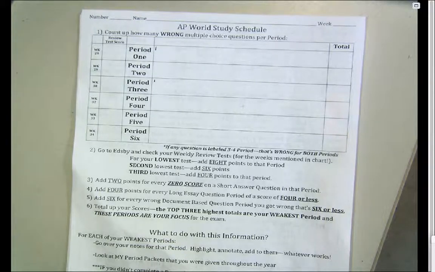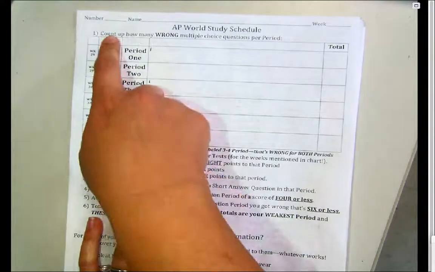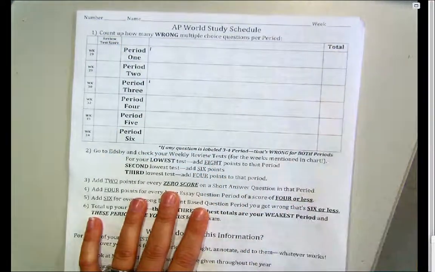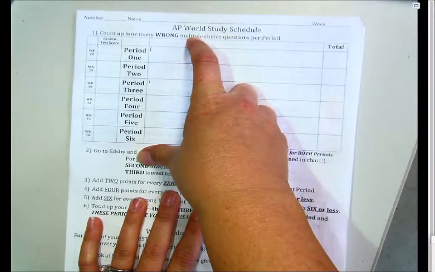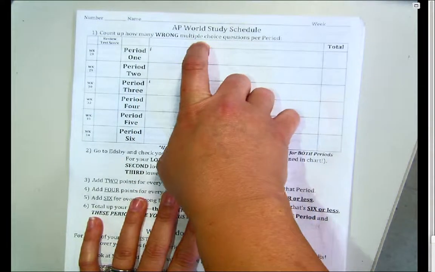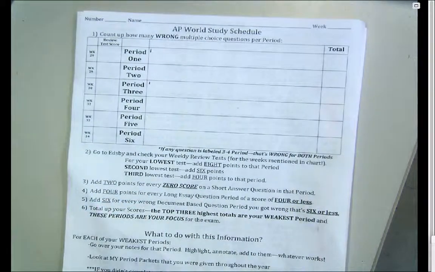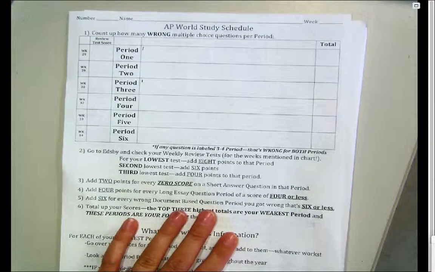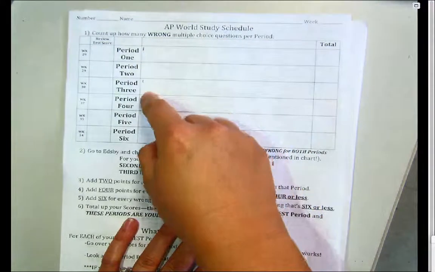I want you listening. So you are going to, if you haven't noticed, it has period 1 through 6. You also have test scores over here in total. So what you're going to do is look at your multiple choice for both Mach 1 and Mach 2. You are going to count up how many multiple choice questions you got wrong in each period. In every single one of your mocks, we broke up each question by period, correct? Now you're simply going to look at your notes that you took on Mach 1 and Mach 2, and you're just going to make a tally in the boxes that correlate to it.